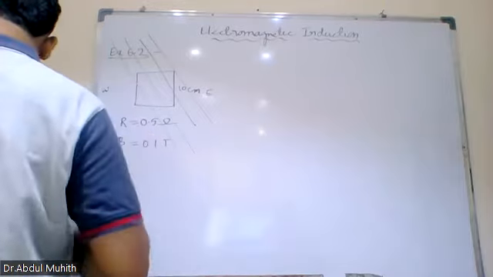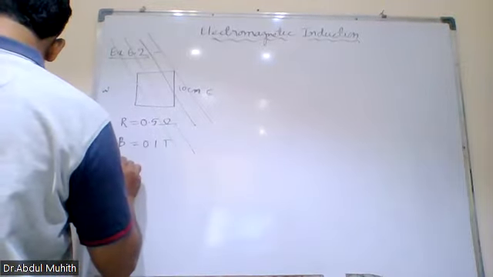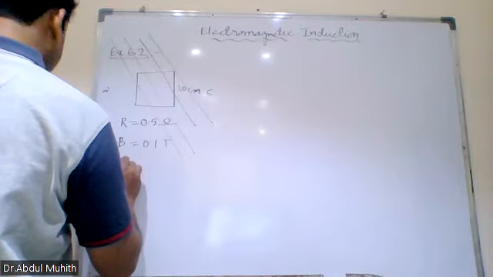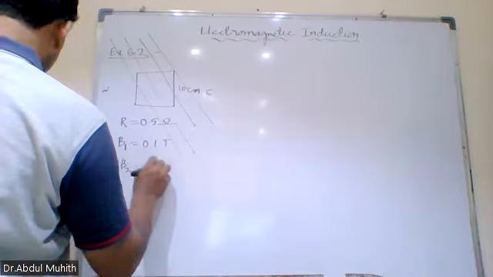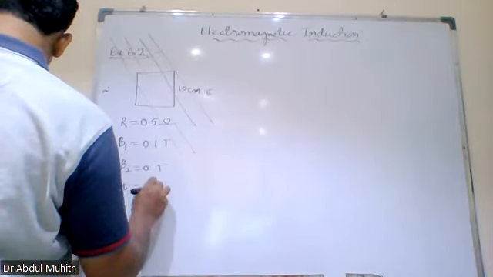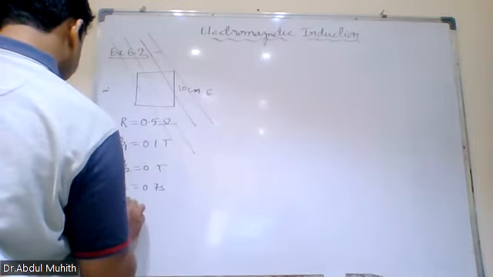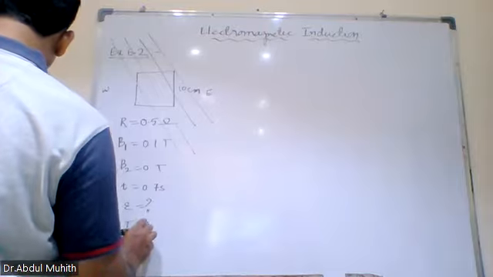Now he says the magnetic field is decreased from B1 to B2, where B2 equals 0 Tesla, in a time t of 0.7 seconds. Determine the magnitude of the induced EMF and the current in the time interval.